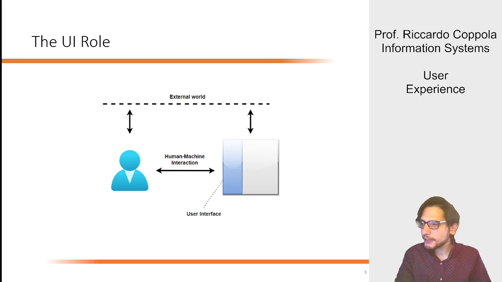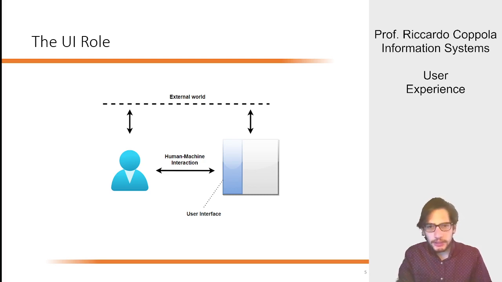What is a user interface? If we consider our system as that gray box, as that gray square, we will have a hidden part of the system that the user doesn't care about, which is the gray background. And we have a smaller part of the system, which is the blue one in the diagram, which is the part with which my user can interact.